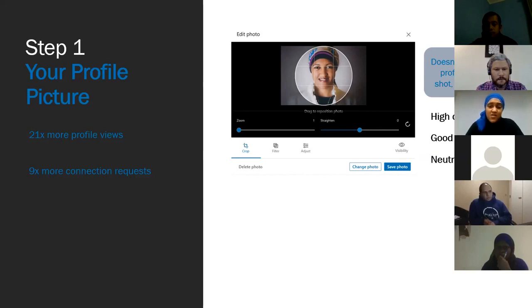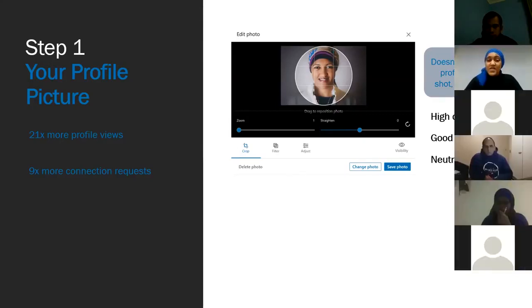So what are the qualities of a good profile picture? It must be high quality, must have good lighting. Good lighting is the most important one, and preferably a neutral background. If you don't have a flat color background, you can also add a vignette or blur out the background, because you don't want your background to be busy.